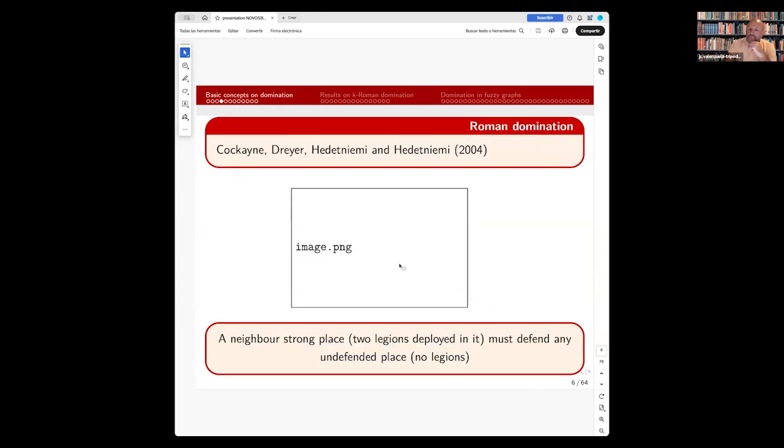In some sense, this is related to the concept of Roman domination. It's a well-known image. This concept was, as you probably know, introduced in 2004 by Cockayne, Dreyer, and Hedetniemi. Basically, we consider a set of vertices and assign labels 0, 1, and 2 such that any undefended place may be defended by a stronger place with label 2.